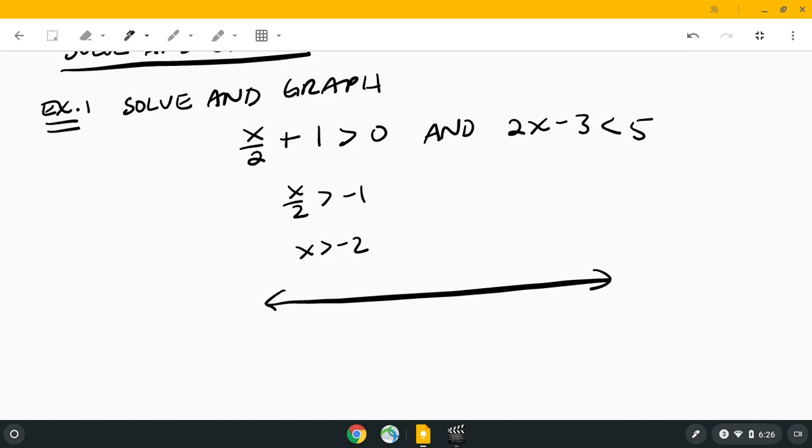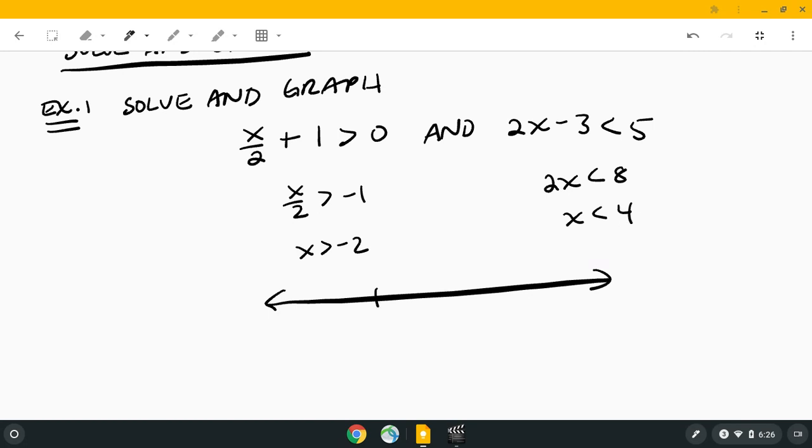So greater than or equal to negative 2. Let me finish this one so I know where to place the negative 2. Okay, so here I'm going to add 3 to both sides. So I will get 2x is greater than 8. I'm going to divide both sides by 2. So x is less than 4.